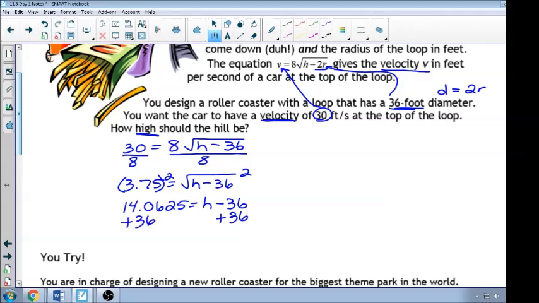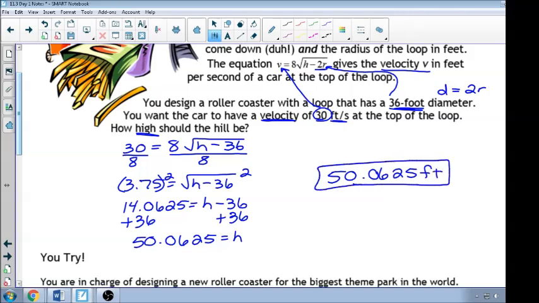So I have 14.0625 plus 36. I end up with 50.0625 equals h. Well, the question becomes, what is that 50.0625? Well, that is our height, because this is feet per second and our diameter was 36 foot. The height then is going to be 50.0625 feet will be our overall answer, and we will be done.